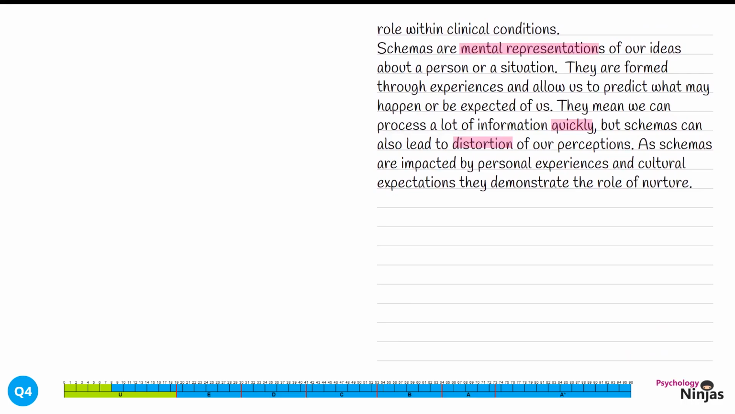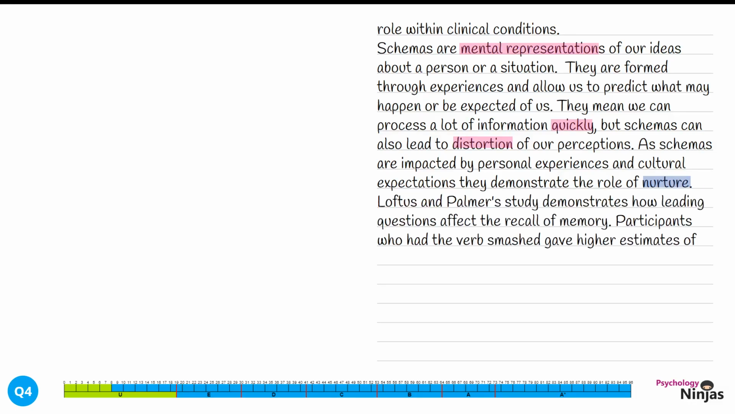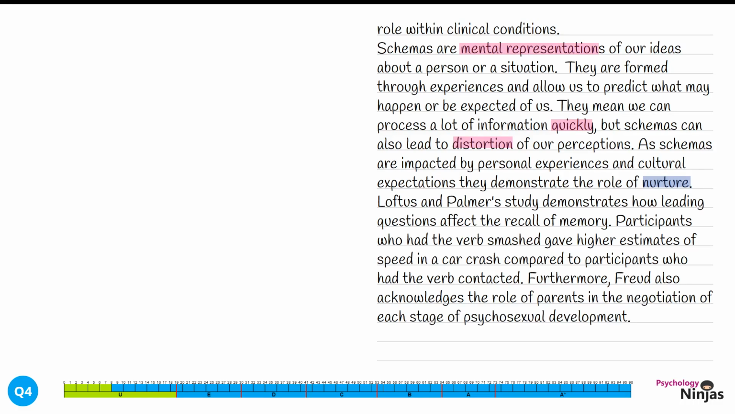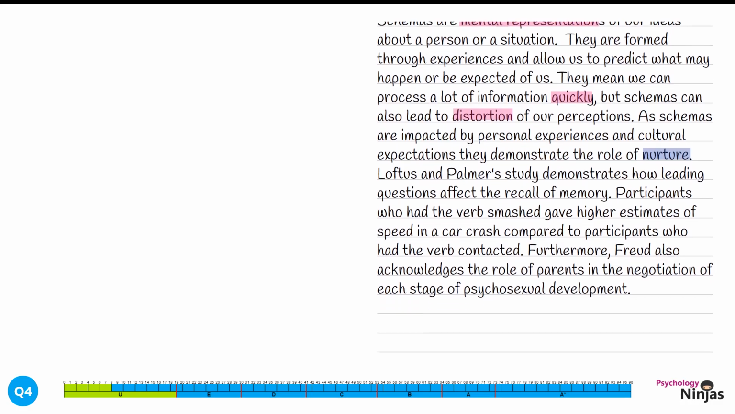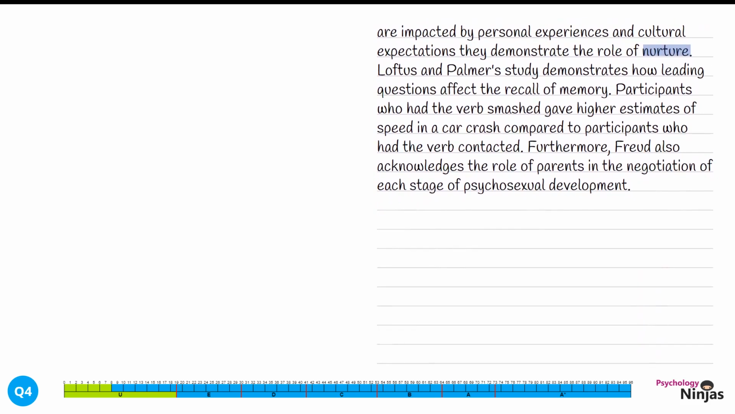We've developed our comparison by linking this into nurture, giving a clear example of how schemas are affected by environmental influences. We're going to explain this using research. Loftus and Palmer's study demonstrates how leading questions affect the recall of memory. Participants who had the verb smashed gave higher estimates of speed in a car crash compared to participants who had the verb contacted. Furthermore, Freud also acknowledges the role of parents in the negotiation of each stage of psychosexual development.